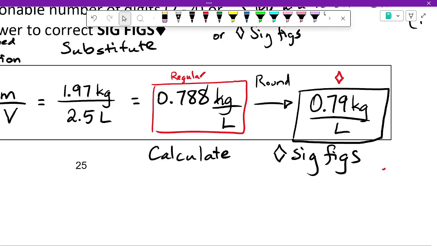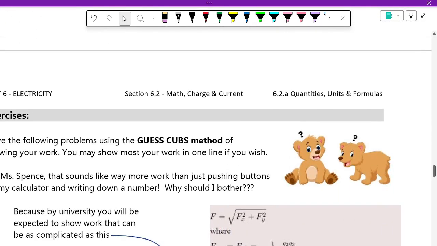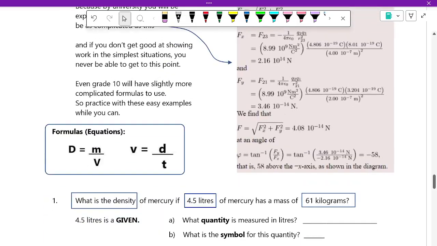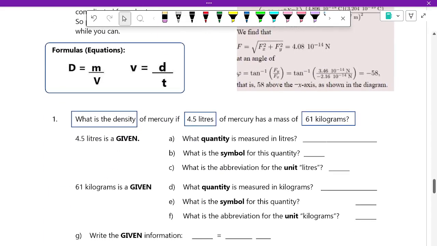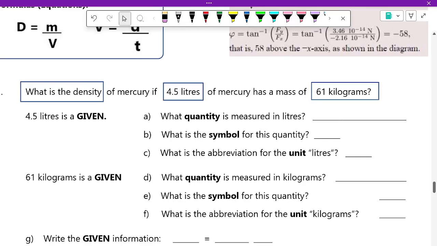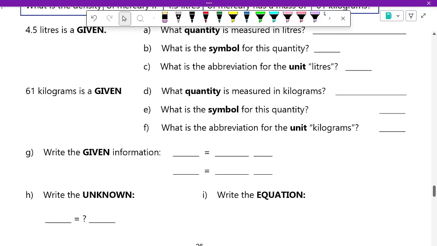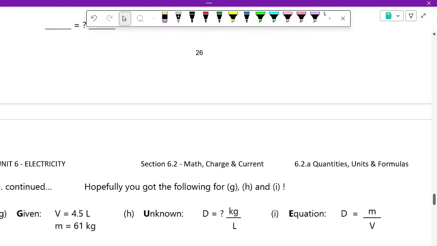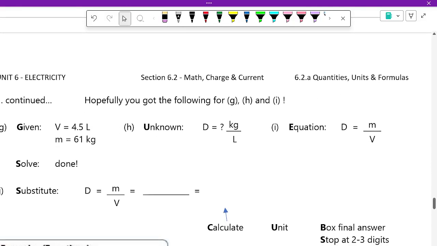Is that good? Okay. This is just showing you why it's useful. We have here our formulas, our equations, and for the first one, you're going to actually fill in all of these things here. What is the quantity? What quantity is measured in liters? What is the symbol for that quantity? This is getting you used to thinking about quantities and units differently. You're going to write the given information, the unknown, the equation, and then the next page will help you out.